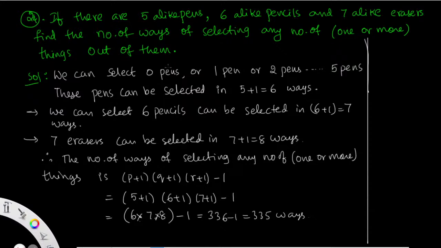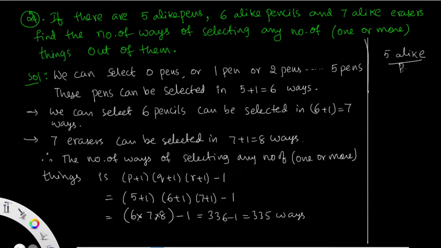So the selection can be from the pens, pencils and erasers. Any number of things out of them is the number of ways we have to find. So from the first, the alike pencils, we have to take.